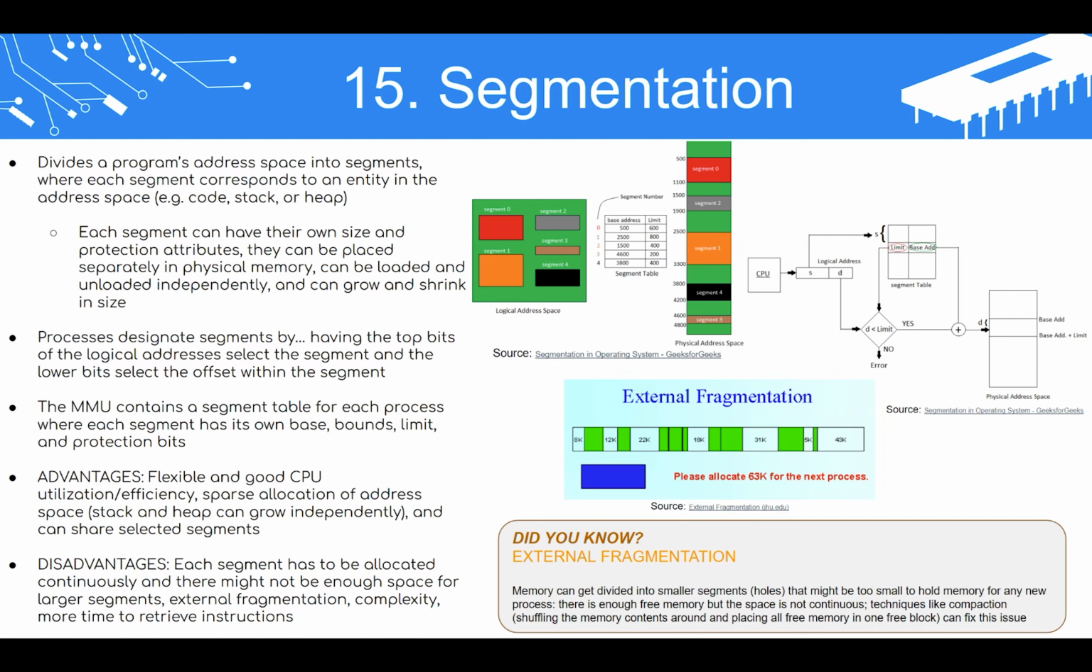So you can see this in the image where we're trying to allocate 63,000 bytes for a process, but we do not have a free block of this size even though the total free memory is more than 63,000 bytes. And we can fix this using a process like compaction.